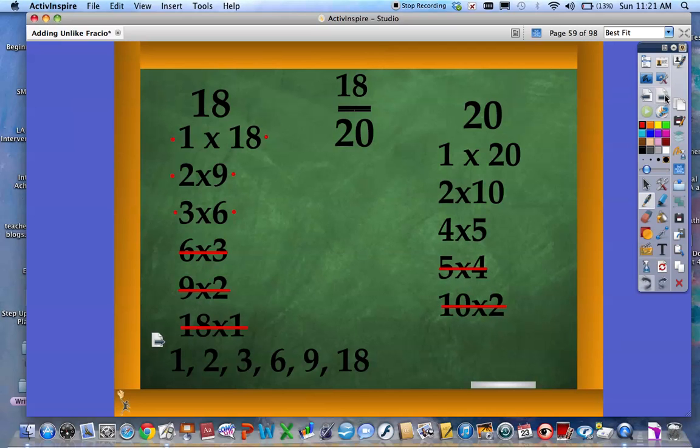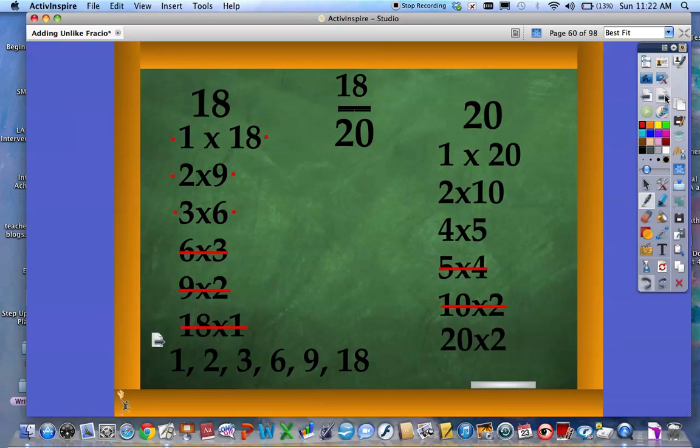By the time, and remember you're going through 6, 7, 8, 9, but by the time you get to 10, you know that 10 times 2 is 20. Any number bigger than that is automatically going to give you a number bigger than 20. 11 times 2 is 22. Too big. So we don't even have to go through all of those.